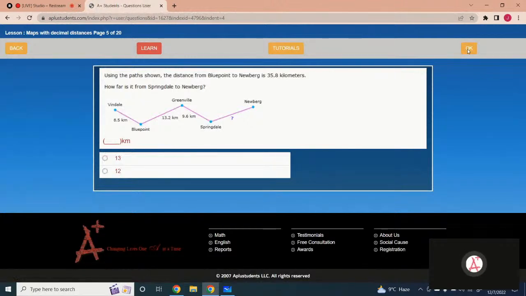Okay, the next one is using the path shown. The distance from Blue Point to Newburgh is 35.8. From Blue Point, okay, from here to here it would be 35.8. How far is it from Springdale to Newburgh? So you have to calculate the missing distance. So you're given the total distance, like from here to here. So you have to subtract these two distances out of the total one. Got it? And you will get the missing distance. So subtract the two givens from the total.